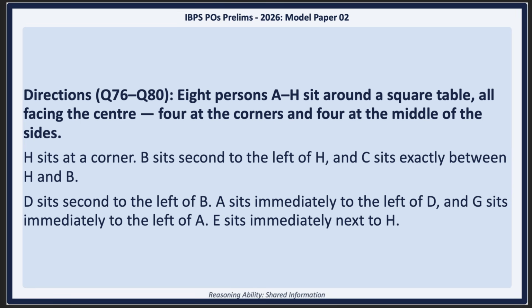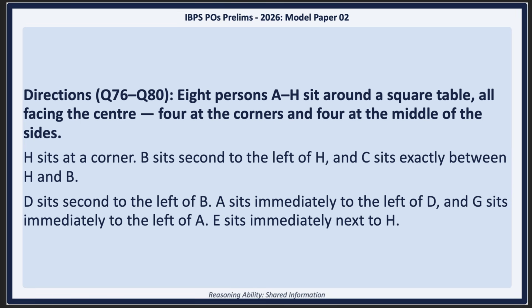The person opposite a corner is always another corner. And the person opposite a middle is always another middle. So when the prompt says H sits at a corner, it anchors the entire geometry. It locks an alternating pattern of corner, middle into place for everyone else. Exactly. It acts almost like a compass rose.